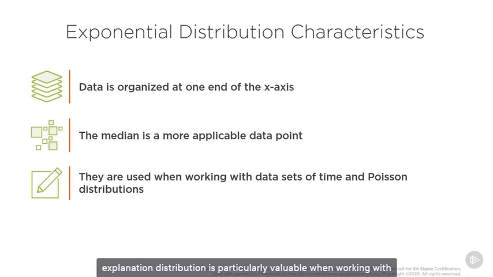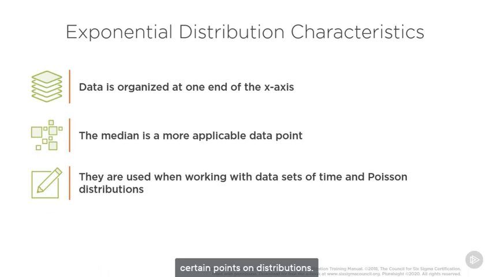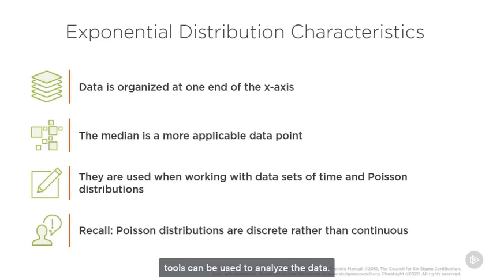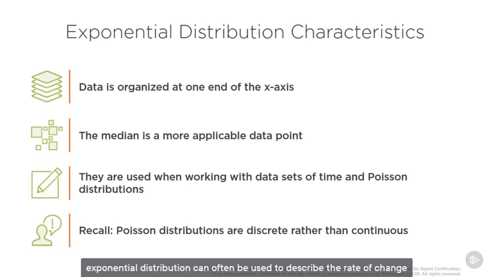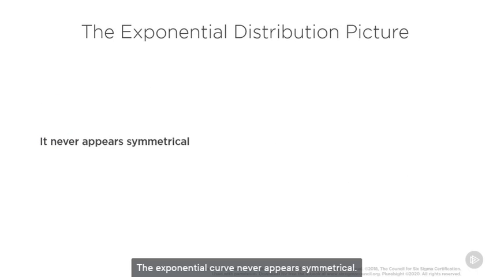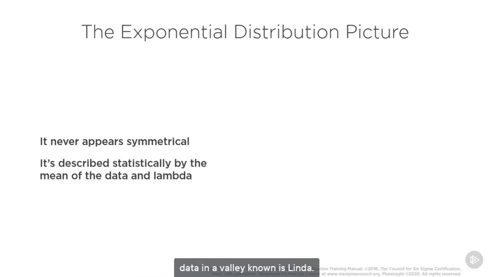Exponential distribution is particularly valuable when working with certain Poisson distributions. If you recall, Poisson distributions are discrete rather than continuous, which means Six Sigma teams are limited in what statistical tools can be used to analyze the data. However, the exponential distribution can often be used to describe the rate of change within the data that is distributed in a Poisson distribution, providing a method for creating continuous data that can be analyzed. The exponential curve never appears symmetrical. It is described statistically by the mean of the data and a value known as lambda.